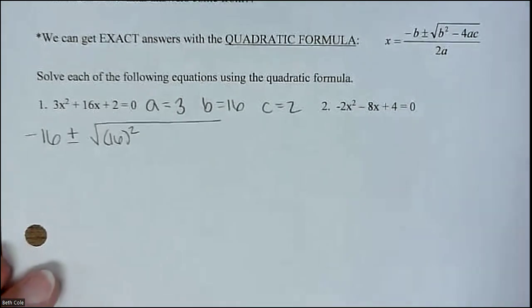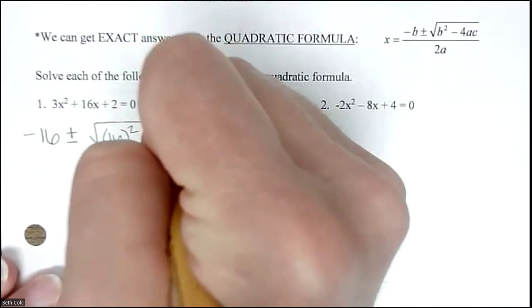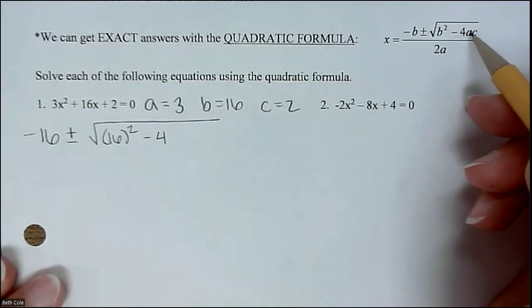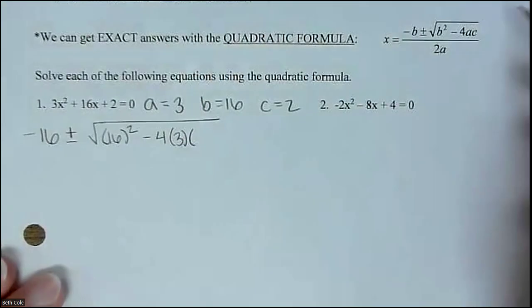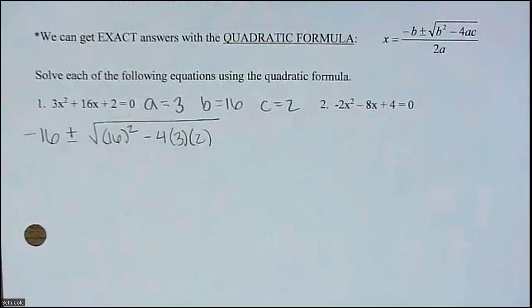Can you hold on until I finish this thought? Let me just finish writing the line. Minus 4 times A. What is A for us? We wrote it down. A is 3. And then times C. What is C for us? It's 2. Good. Thank you for letting me finish that. Go ahead and ask your question.